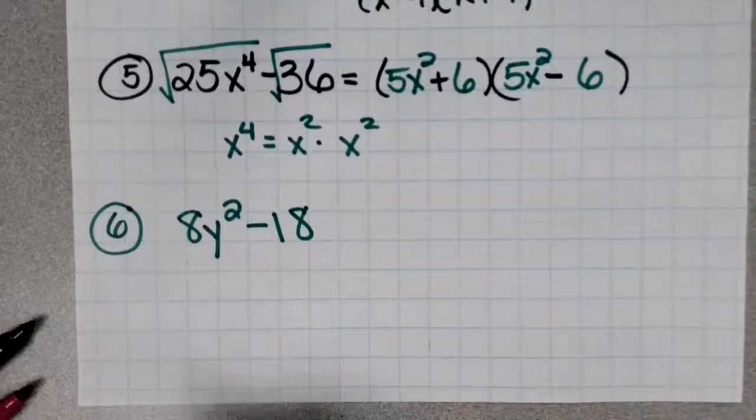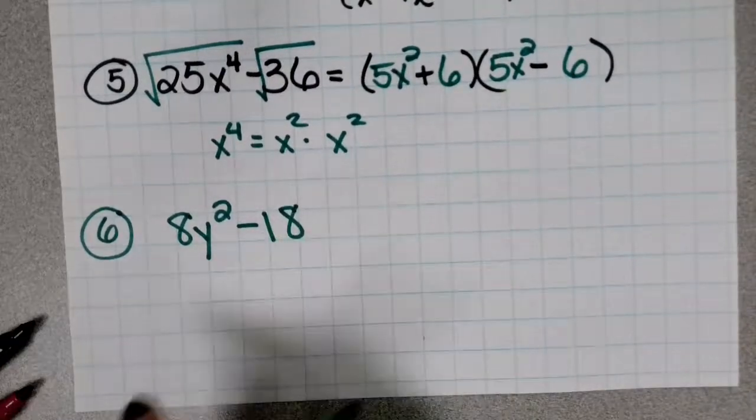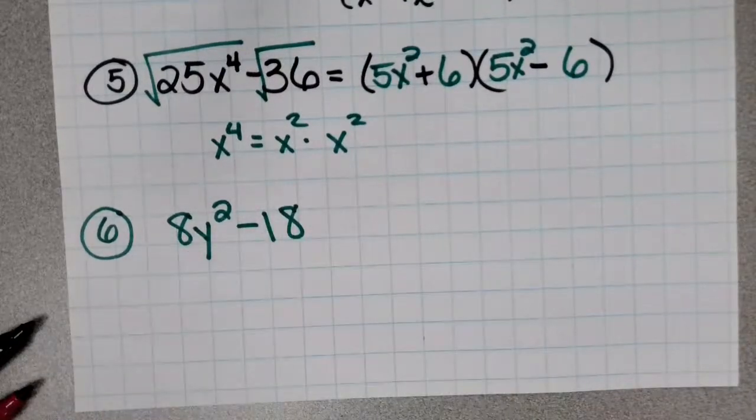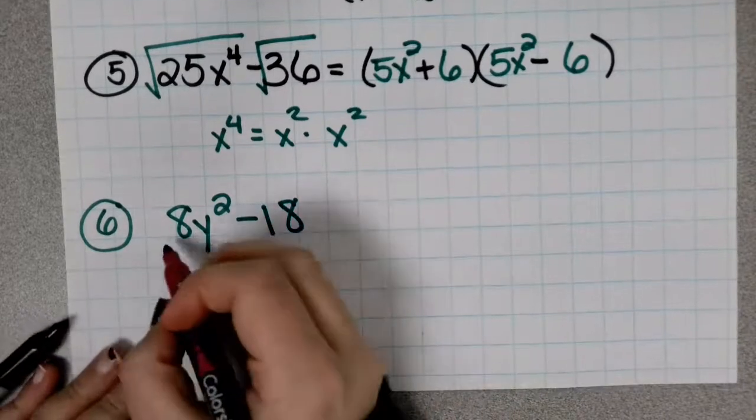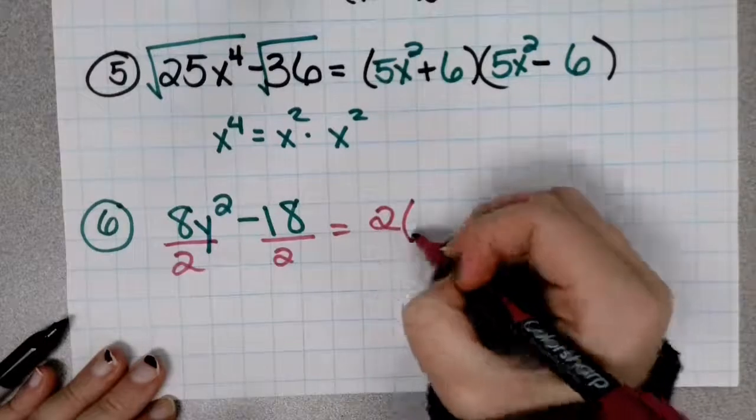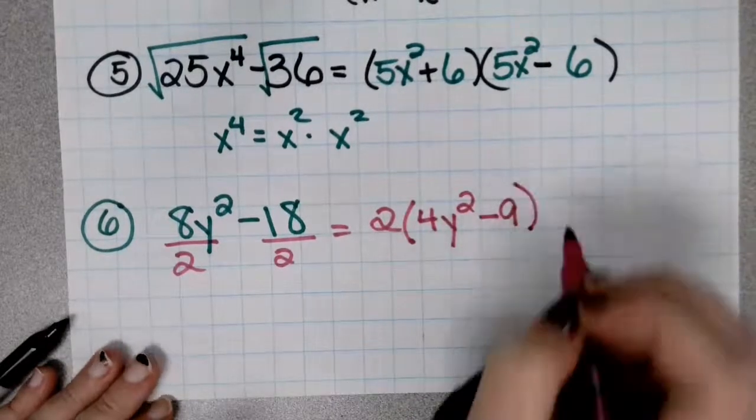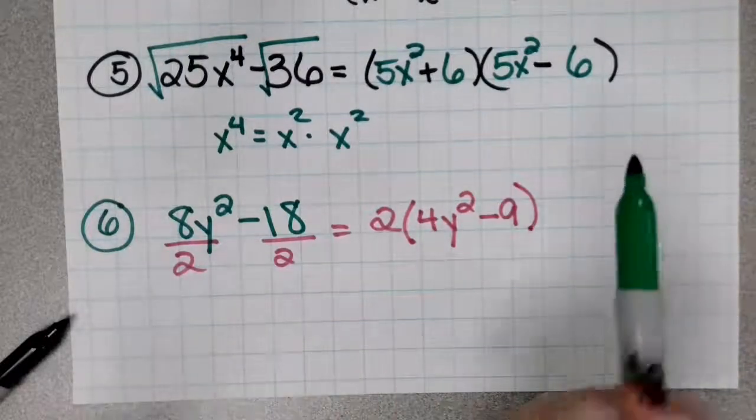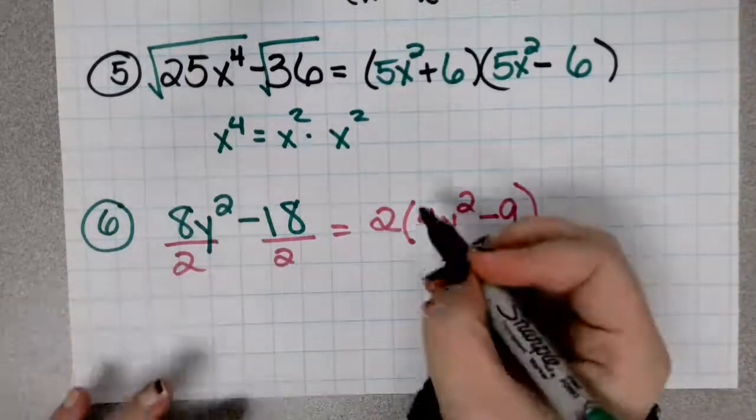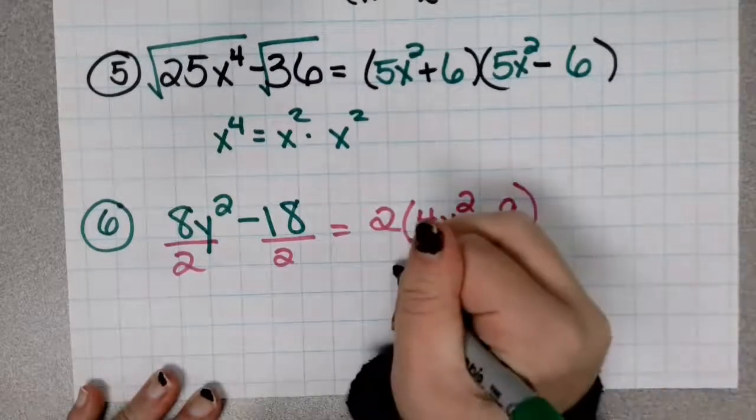Okay, 8y squared minus 18. Two terms, subtraction symbol, but 8 and 18 are not perfect squares. However, we know we should always be looking for a greatest common factor first. I notice I can pull a 2 out of both of these, leaving 4y squared minus 9. Now when I look on the inside, 4 and 9 are perfect squares, and so is y squared.